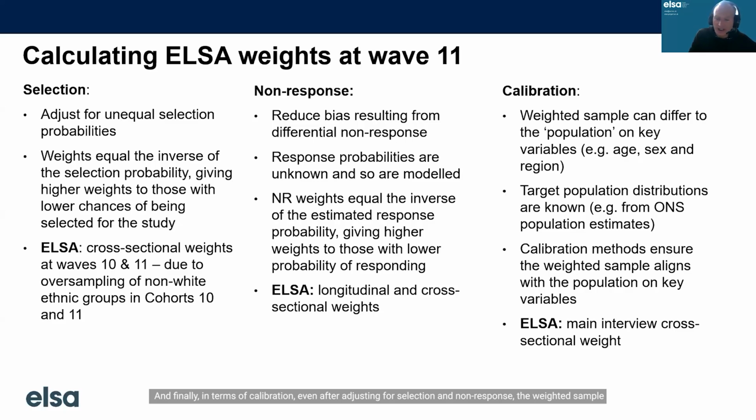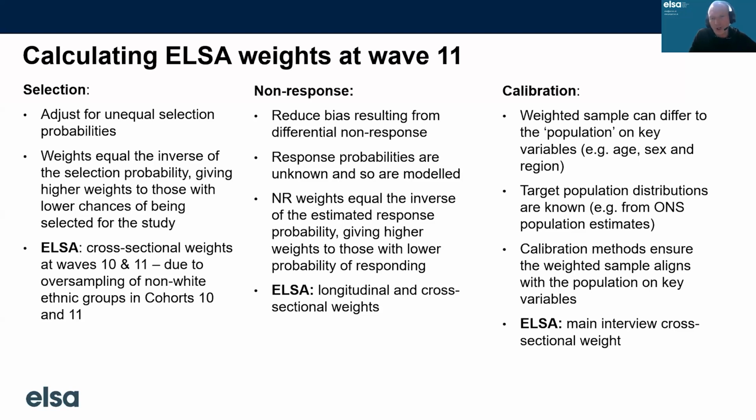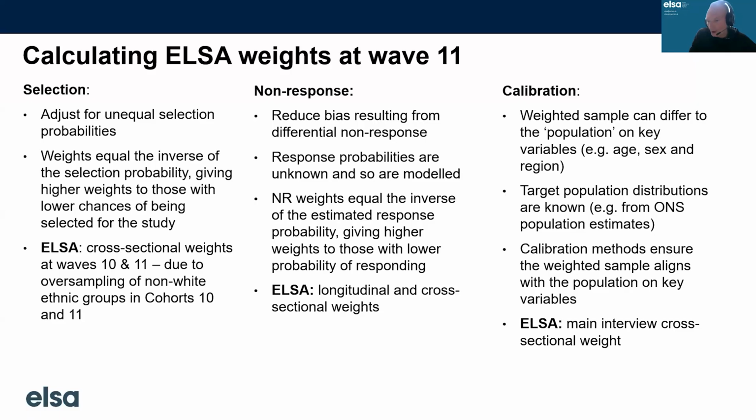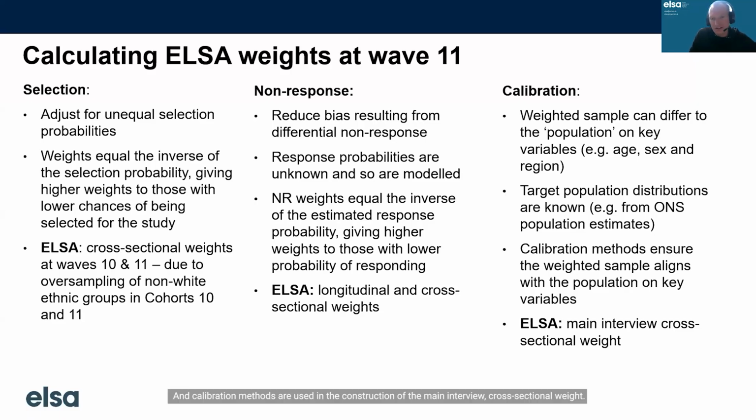And finally, in terms of calibration, even after adjusting for selection and non-response, the weighted sample may still differ from the population on key variables. And we can use calibration methods to ensure that the weighted sample aligns with the population on those key variables. And calibration methods are used in the construction of the main interview cross-sectional weight.